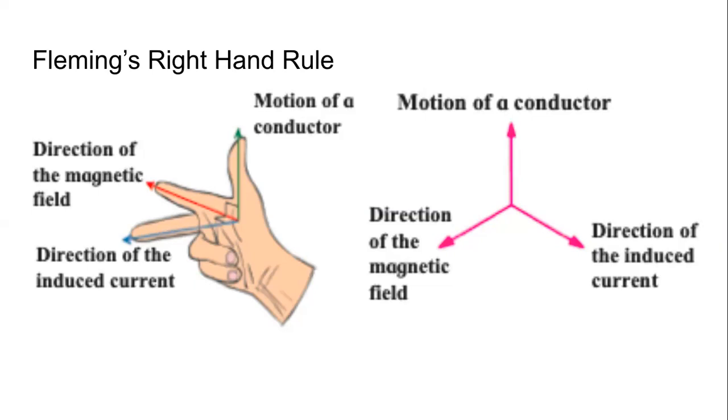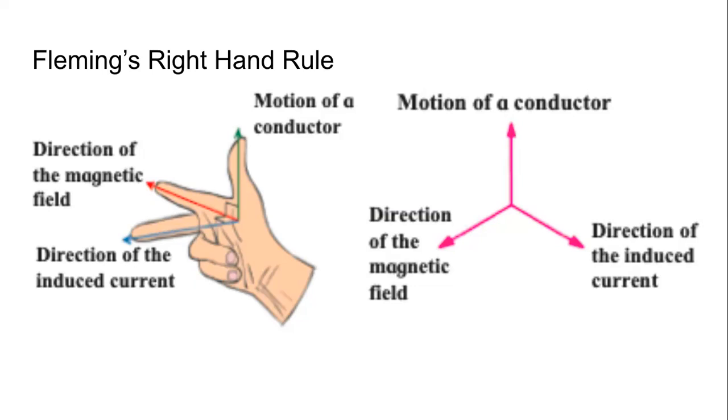Remember, for Fleming's left hand rule, we said, if we stretch the three fingers perpendicular to each other in such a way that the index finger points in the direction of the magnetic field, the middle finger points in the direction of the electric current, then the thumb points to the direction of the force acting on the conductor. That means it points in the direction of the motion of the conductor, because that is the result of these two.